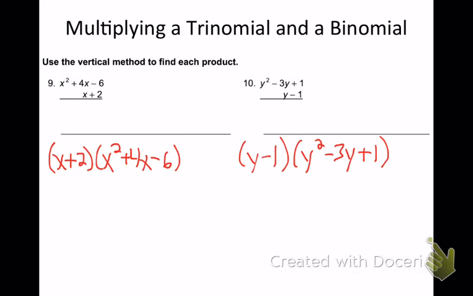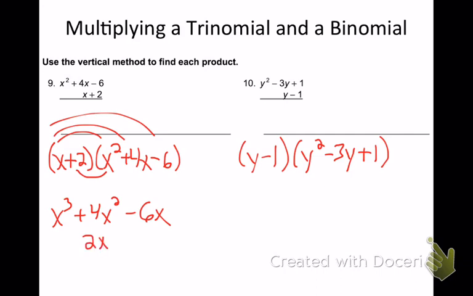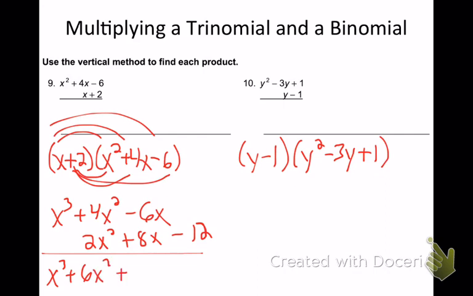So number 9. First thing I need to do is I need to distribute. So x times x squared gives me x cubed. X times 4x gives me 4x squared. X times negative 6 is negative 6x. Then I do the 2. 2 times x squared is 2x squared. 2 times 4x is 8x. And then 2 times negative 6 is negative 12. Very good. So now I combine like terms. I get x cubed plus 6x squared plus 2x minus 12.